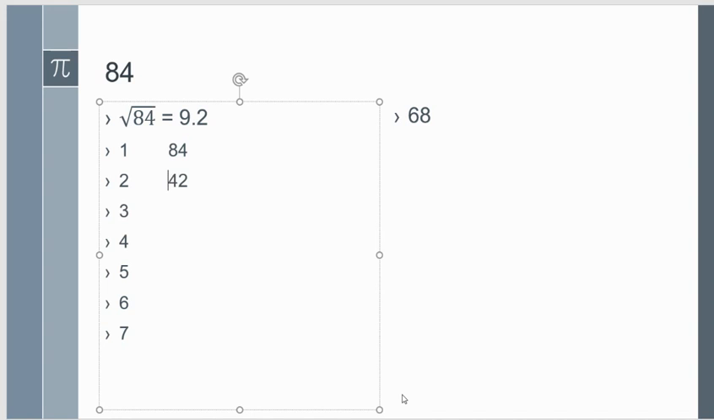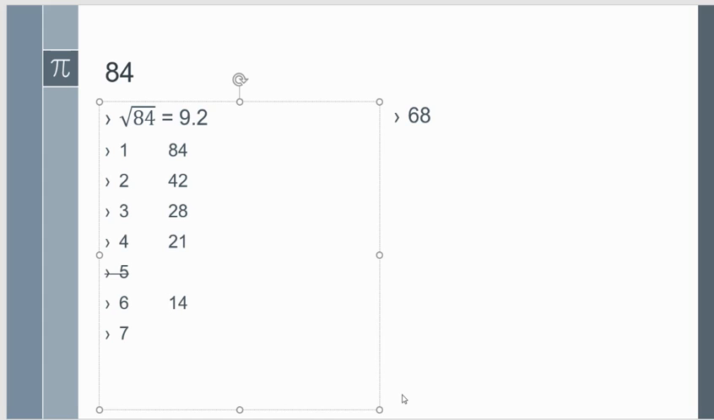Go up to 2, 42. 3, 28. We just keep using our calculator. 84 divided by 3 is 28. No decimal, it goes on our list. 4, 21. 5, if we divide by 5, we end up with a decimal. So we cross that one out. We don't list it as one of our factor pairs.